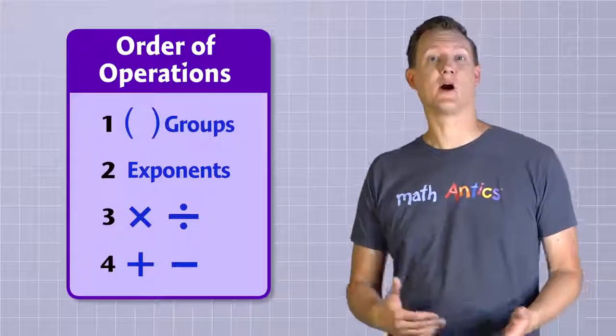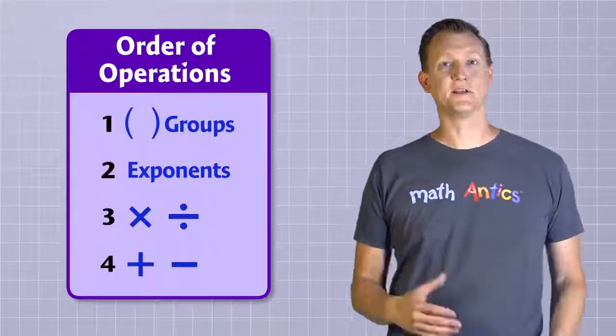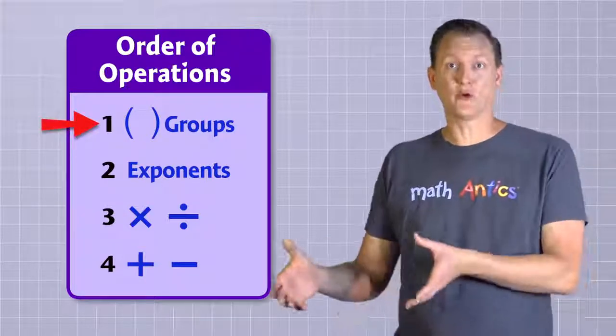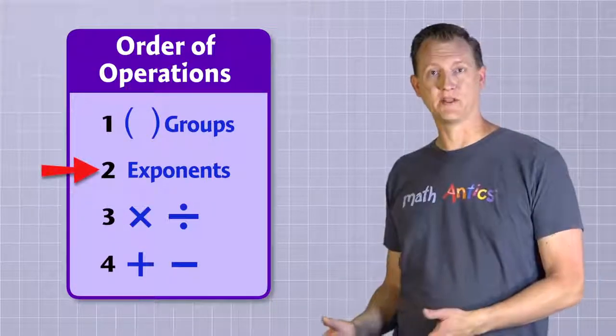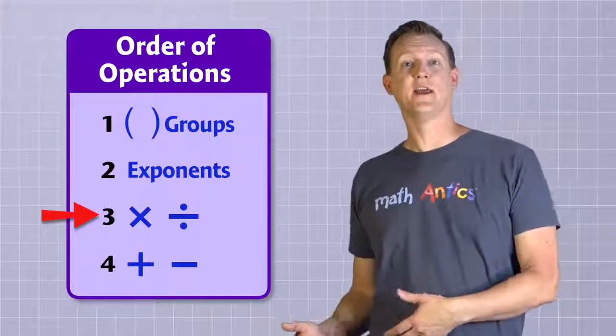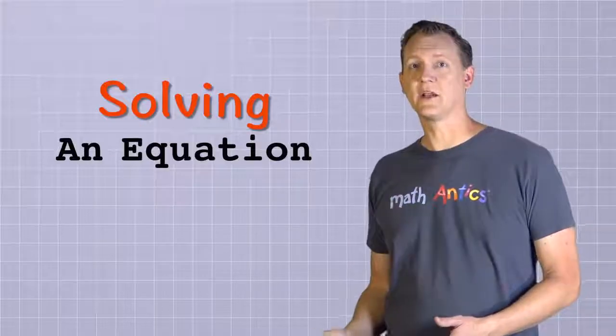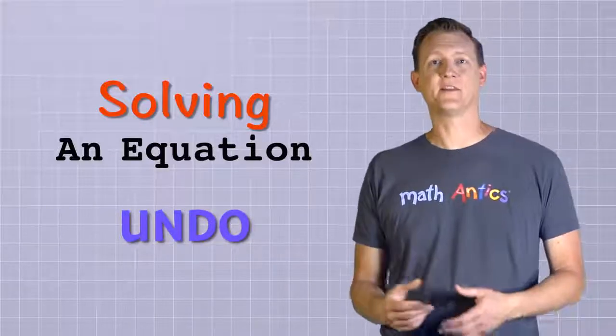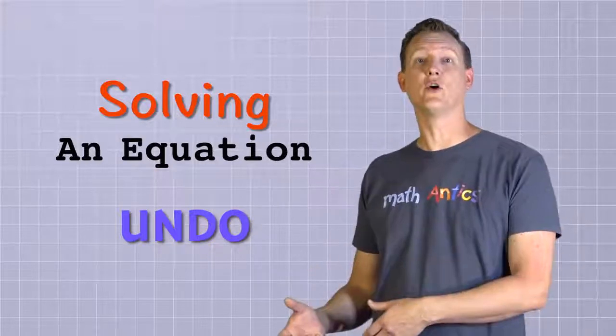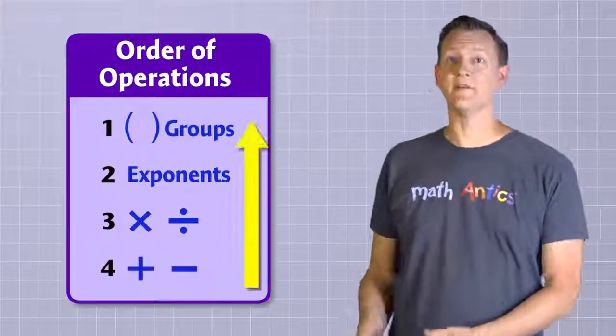Fortunately, in math, we have a special set of rules that tell us what order to do operations in. Those rules tell us to do operations inside parentheses or other groups first. And then we do exponents, and then we do multiplication and division, and last of all, we do addition and subtraction. Those are the rules you need to follow when simplifying mathematical expressions or equations. But solving an equation is different because we're trying to undo any operations that the unknown value is involved with so that the unknown value will be all by itself. So when solving equations, the best strategy is to apply those order of operations rules in reverse.